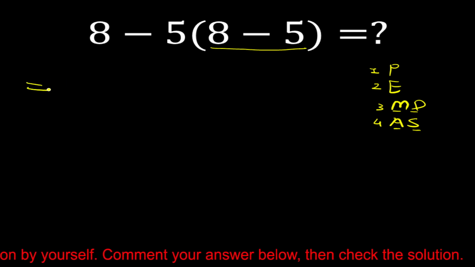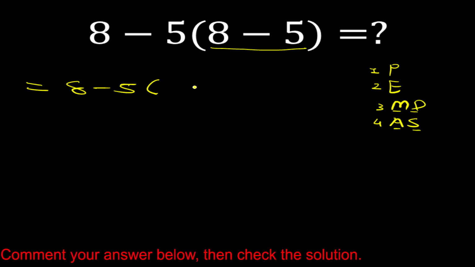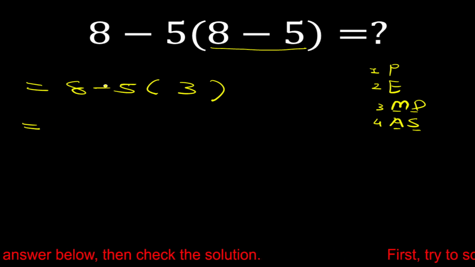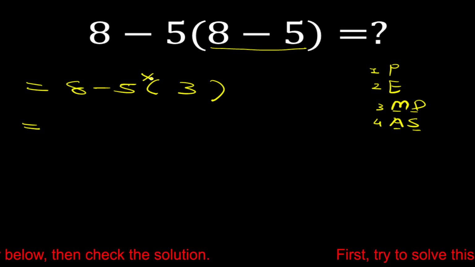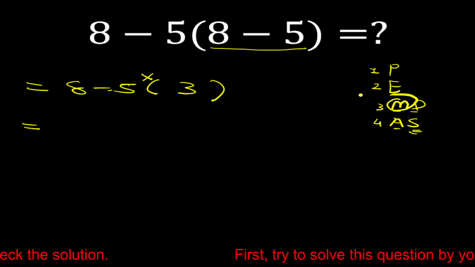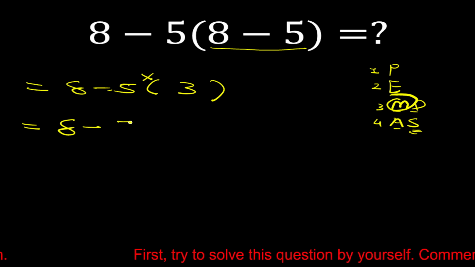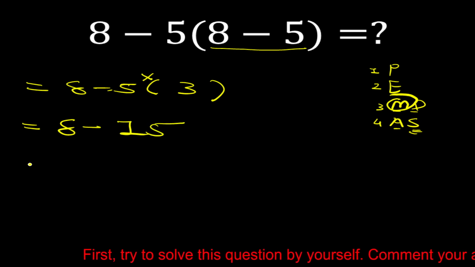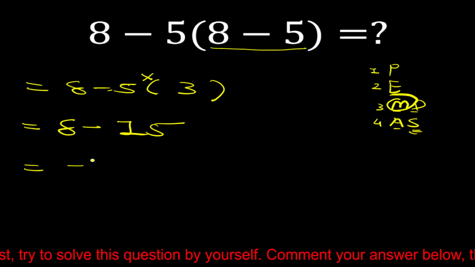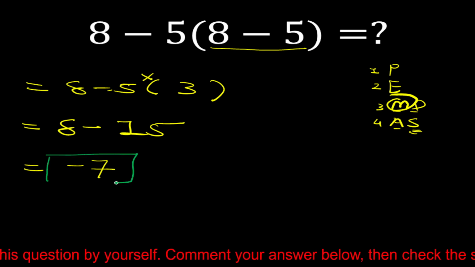Okay, so 8 minus 5. Now solve this parenthesis. 8 minus 5 is equal to 3. So according to the rule, here is multiplication and here is subtraction. So multiplication is first priority, then we have to solve subtraction. Okay, so 8 minus 5 multiply 3 is equal to 15, so 8 minus 15 is equal to minus 7. Okay, so the correct answer is minus 7.